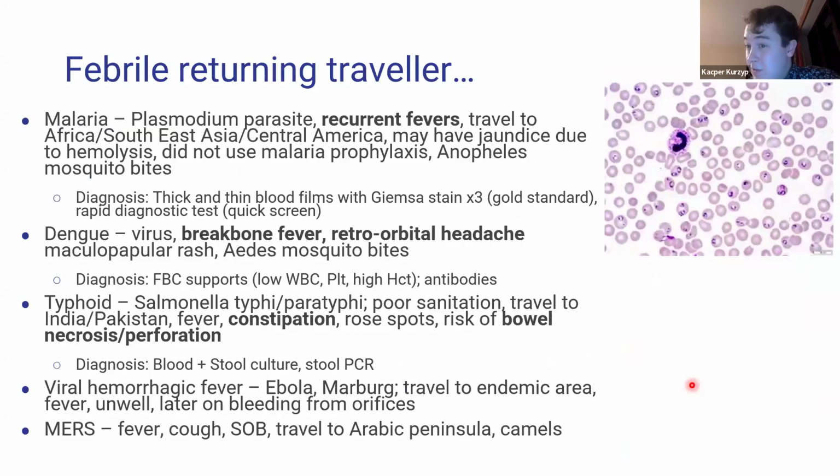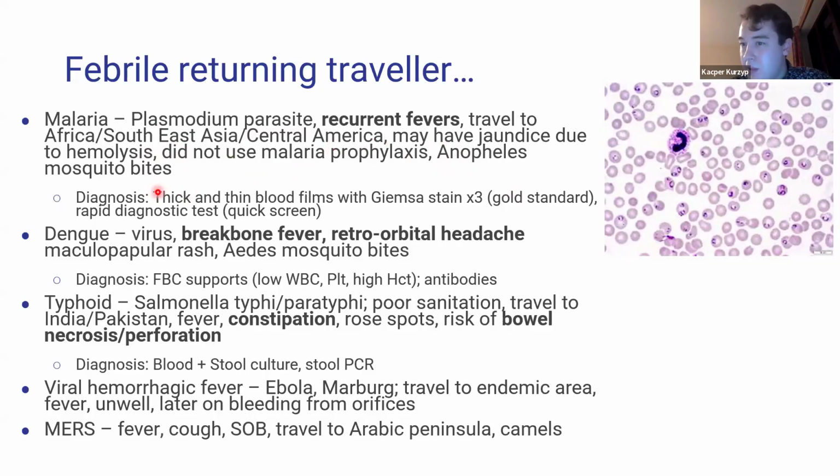And heading towards the end, febrile returning traveler, we have malaria, caused by Plasmodium parasite, carried by Anopheles mosquitoes. Characteristic: recurrent fevers, and travel to Africa, Southeast Asia, Central America. They may be jaundiced due to hemolysis. If the question says that they did use malaria prophylaxis, they want to say to you, it is not malaria. If they didn't use malaria prophylaxis, or they don't mention it, you will consider malaria.